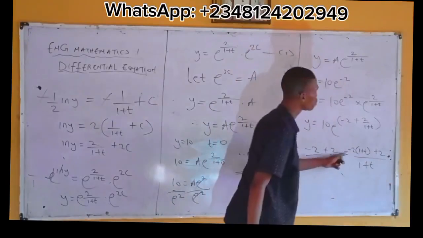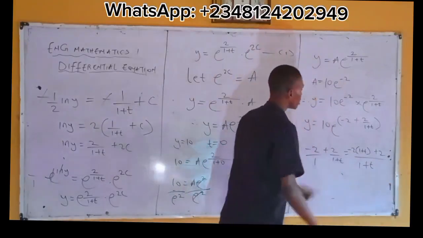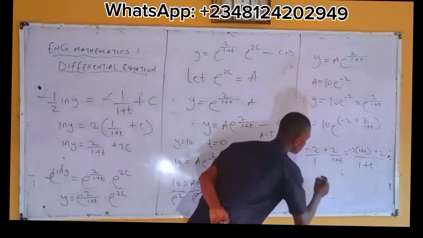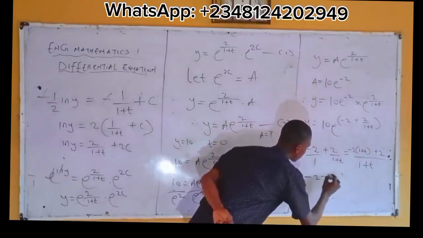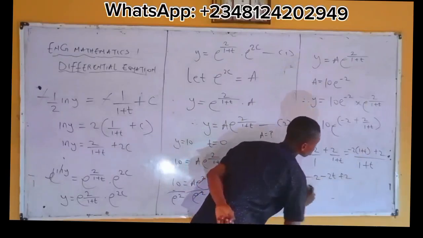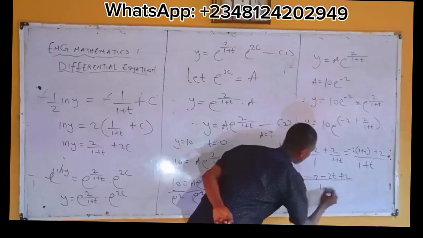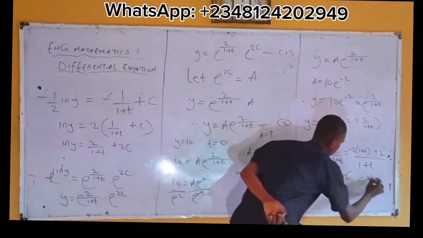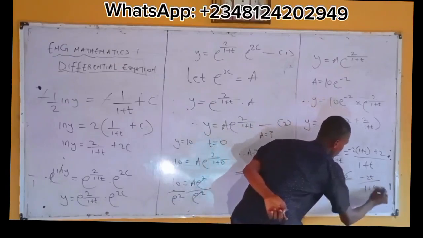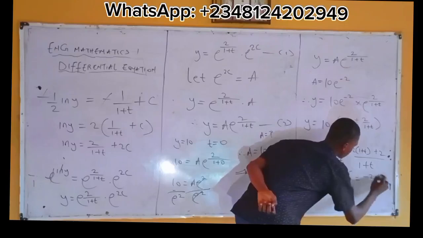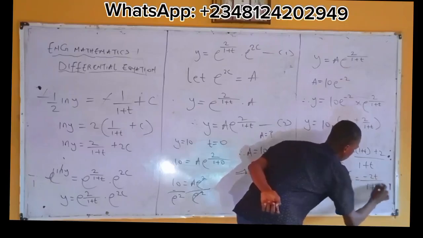Now, let's distribute the numerator, meaning negative 2t plus 2 all over 1 plus t. The 2s cancel out. I have negative 2t over 1 plus t. We have negative 2t over 1 plus t.